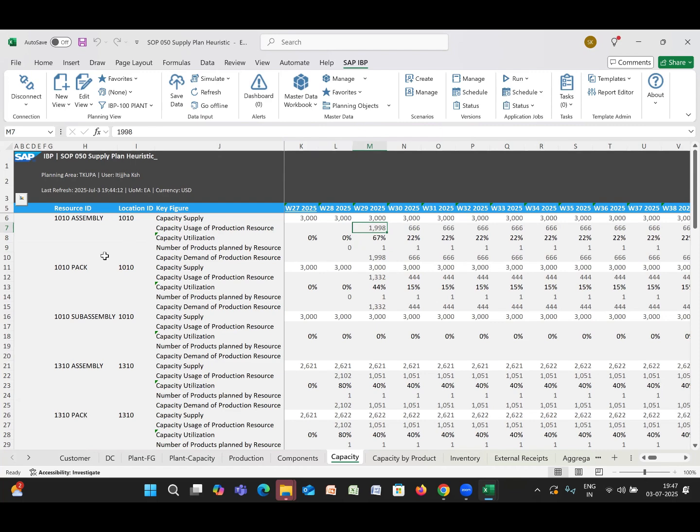So in IBP 110 and IBP 120, if we put some demand in those products as well and then run the heuristic, because those products are also being produced on these resources only, then you will be able to see 2 and 3 numbers here, because your capacity will be utilized by the other FGs as well. And capacity demand is the same capacity demand of the production resource, or capacity usage of the production resource. It's the same 1998, 1990.